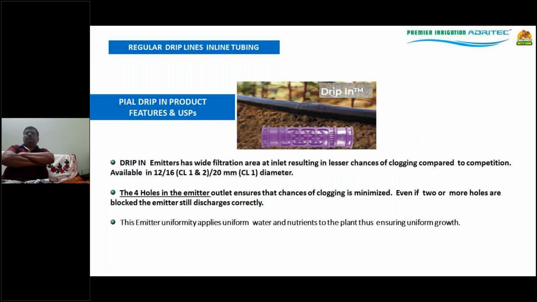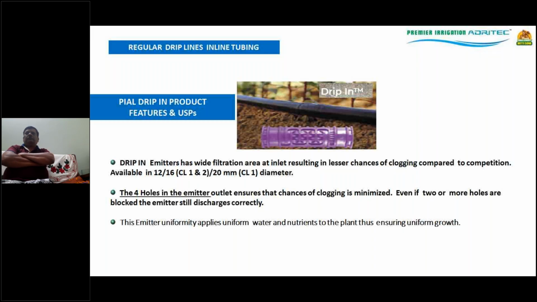Here, as you can see from the photograph, the dripper is co-extruded along with the pipeline. You can see the water is entering through the slits, getting into a labyrinth. The flow is regulated and the required quantum of water will come out. You have this available in various sizes like 12 millimeters, 16 millimeters, various wall thicknesses like class 1, class 2, and different diameters, even 20 mm is also available.